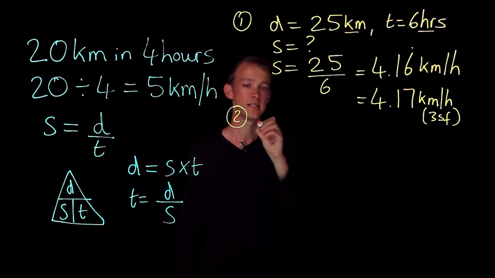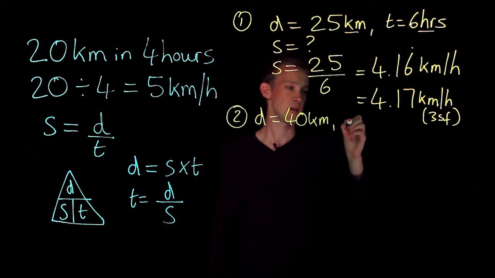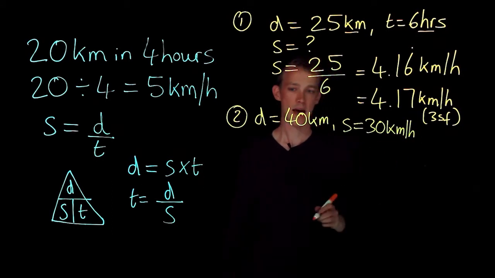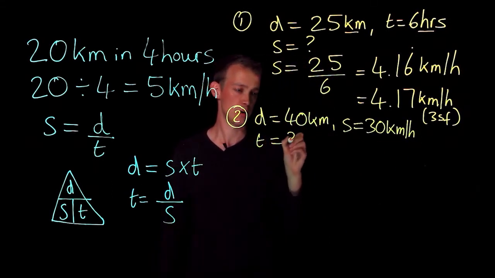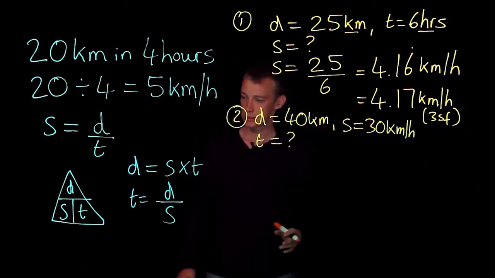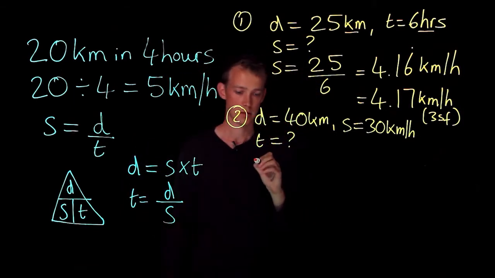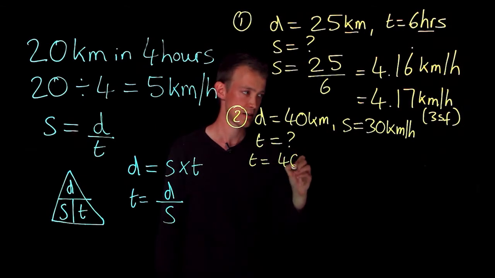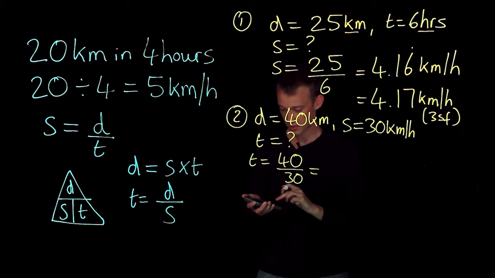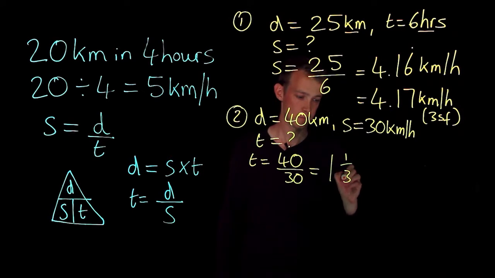Number 2. My distance this time is 40 kilometres. My speed is 30 kilometres per hour. And I'm trying to find out what time is. So, I've got my distance, I've got my speed. I'm going to be using this equation here because time equals distance divided by speed. So my time is equal to 40 divided by 30. And when I type that into a calculator, 40 divided by 30, I can see 1 1/3.